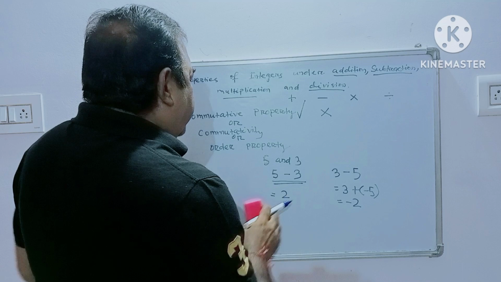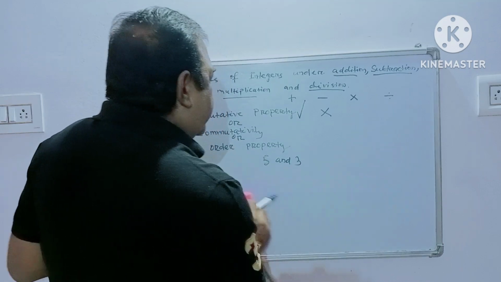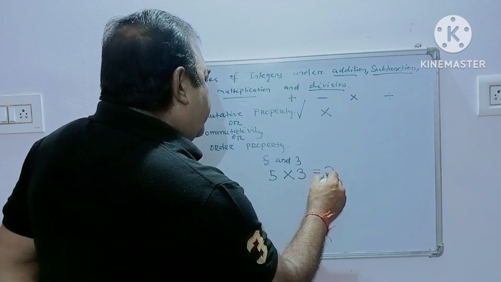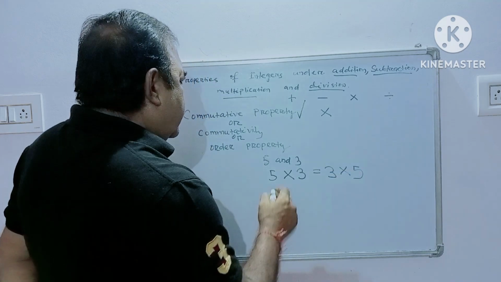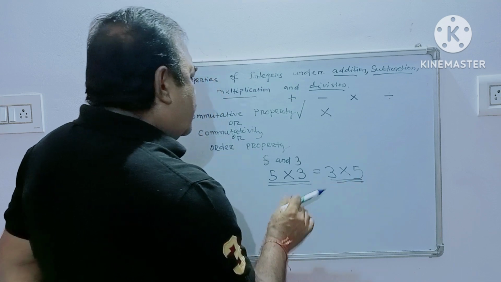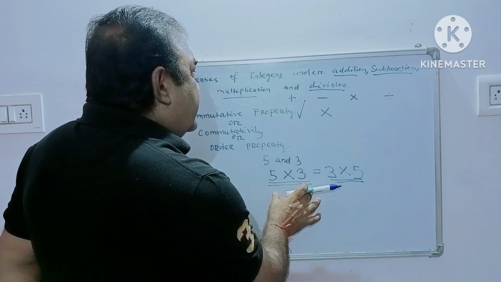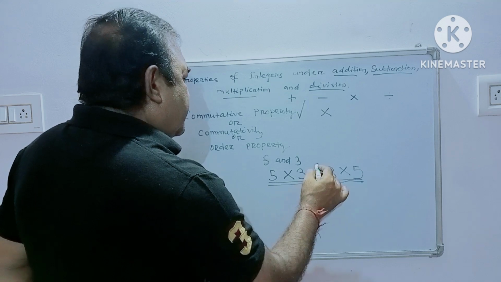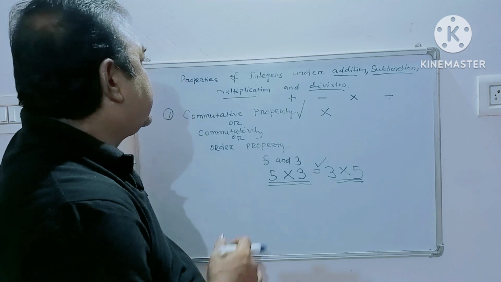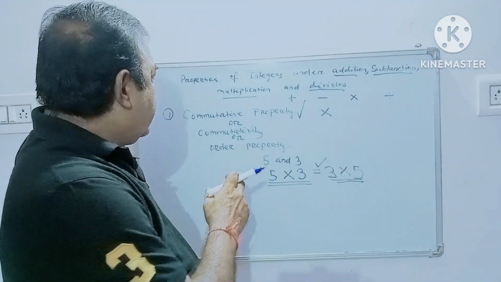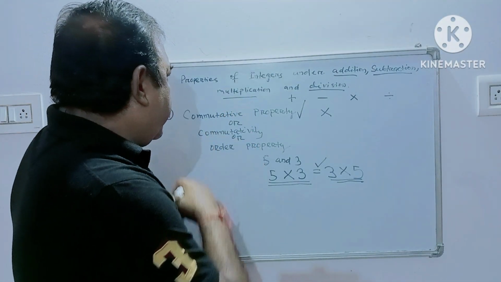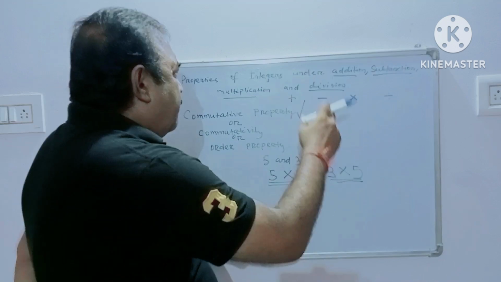But in case of multiplication, what happens? You see, 5 into 3 is equal to 3 into 5. 5 into 3, that is 15. The product is 15 here. Here the product is also 15. So left hand side is equal to the right hand side. So integers show the commutative property under multiplication.